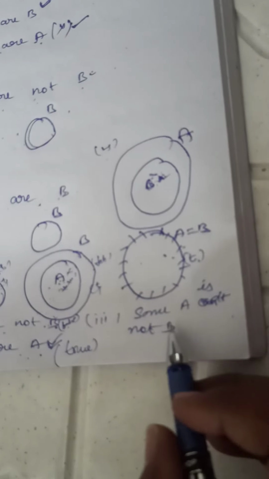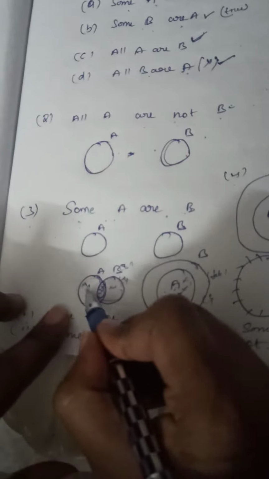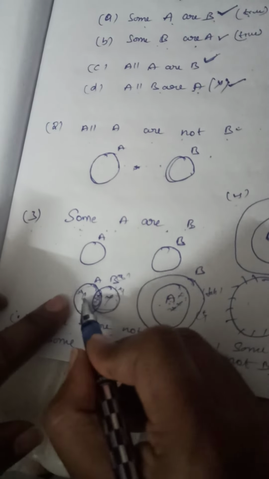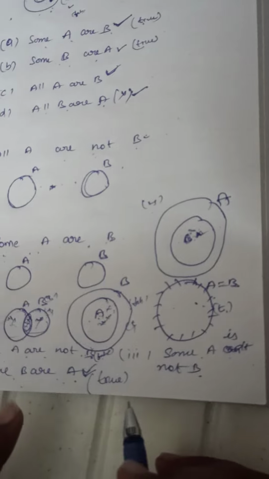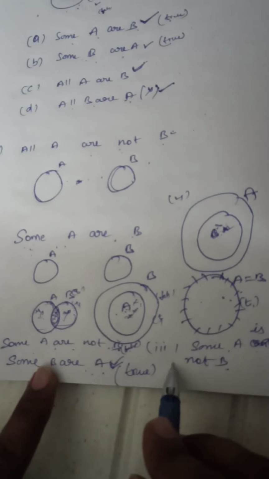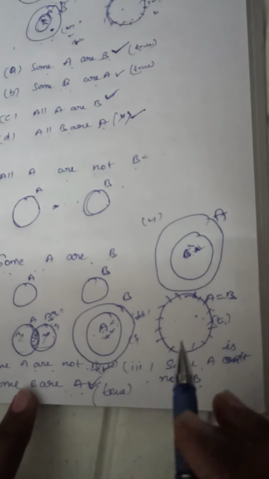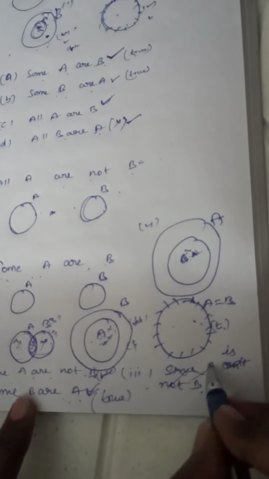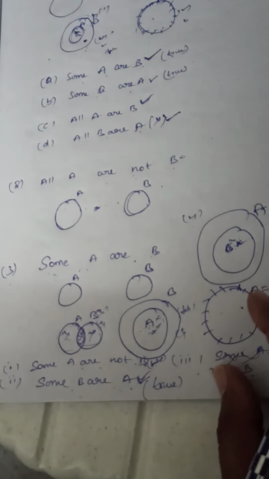And the third one, some A are not B. So this is true, friends, because, okay, sorry friends, the first and third statements are the same. So okay friends, I have made the three statements clear.